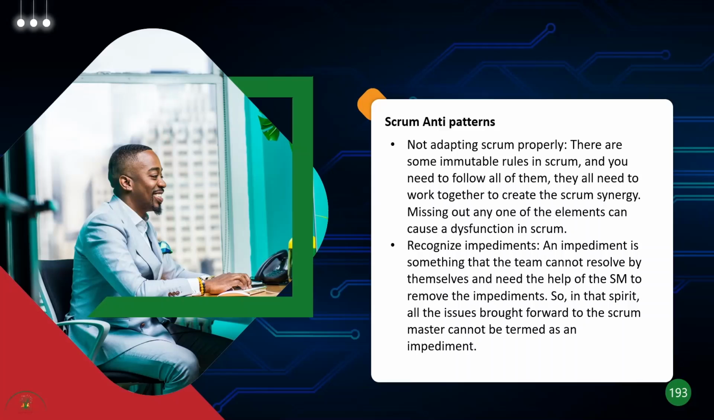Recognize impediments. An impediment is something that a team cannot resolve, and they might need the help of a Scrum Master, right? So in that spirit, try to bring all the impediments as early as possible, right? So you have the time to actually resolve it and get back on track if that's actually affecting your burndown.